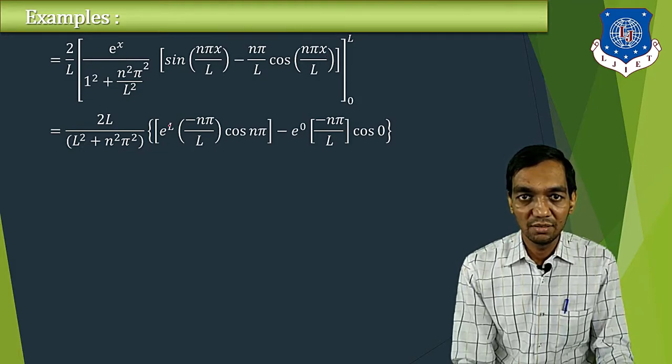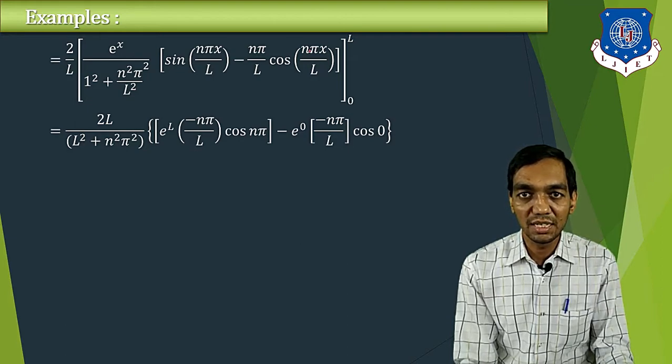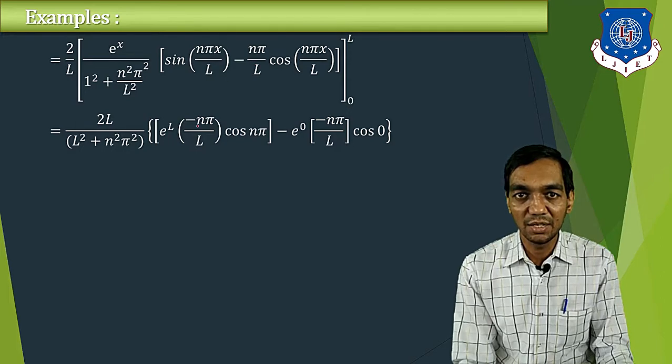And put the limit. So e raised to L into the bracket. If you put L here, then L will be cancelled out. Sin n pi has a value 0, minus cos n pi. So you will have minus n pi by L into cos n pi.